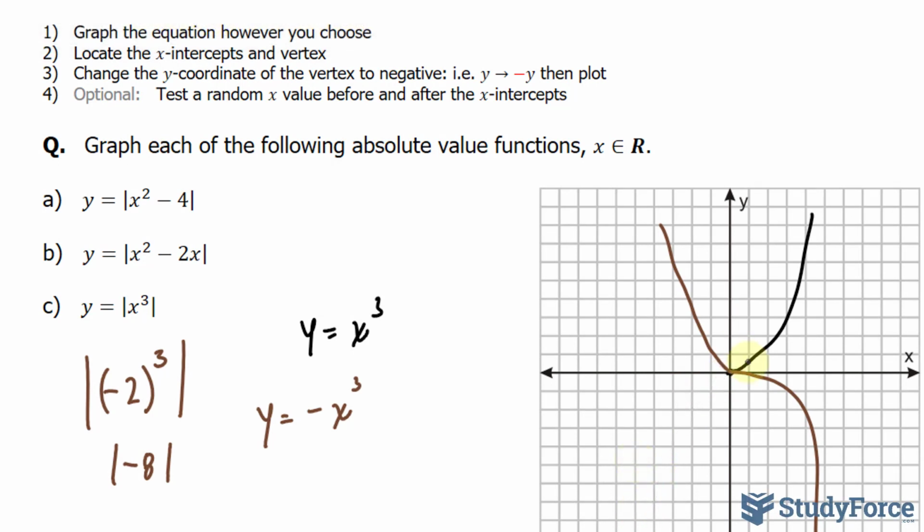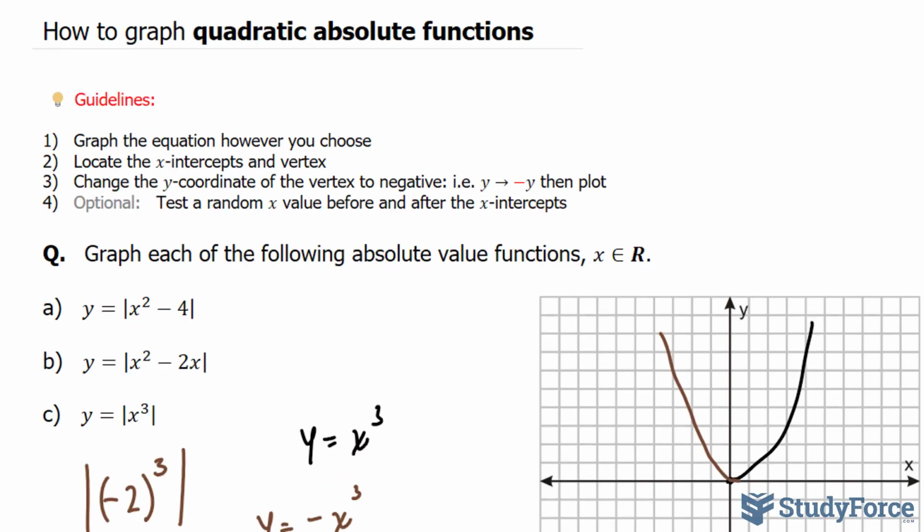Similarly, had I chosen x is equal to 2 and substituted into here, I would have gotten 2 to the power of 3, which is positive 8. Therefore, none of this would exist. So the graph that you see on your screen, this sketch, represents the absolute of x to the power of 3. And there you have it. That is how to graph quadratic and cubic absolute functions.